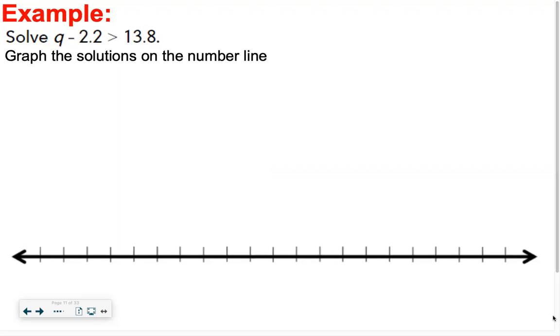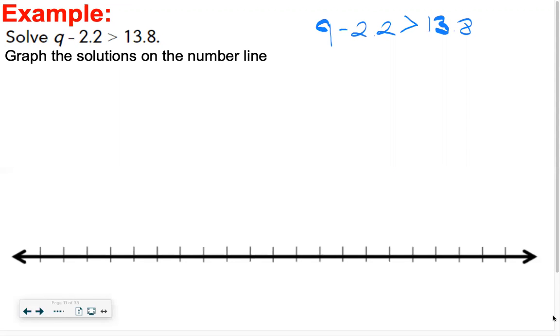Hello, ladies and gentlemen. Today we are going to go over inequalities, how to solve inequalities. As you see here, I have the inequality Q minus 2.2 is greater than 13.8. The main idea of solving an inequality is you need to isolate your variable. My variable here is Q.